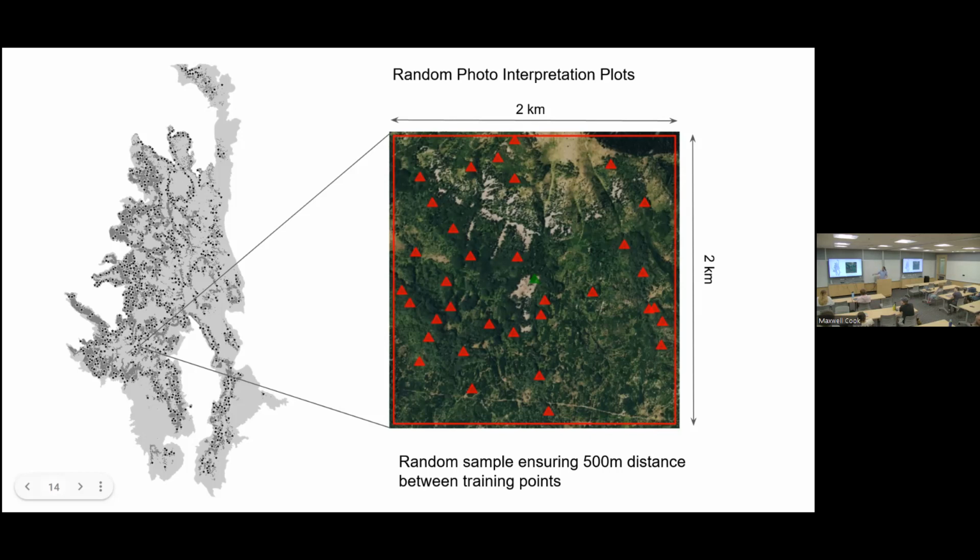After we do this iteratively across the Southern Rockies, we then make sure to filter or sample that data to ensure a 500-meter distance between points. So these points that you see here would be filtered down so that they're not right next to each other, right? So accounting for that spatial autocorrelation.